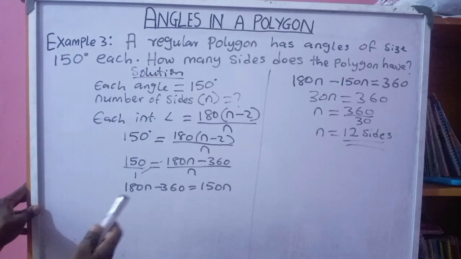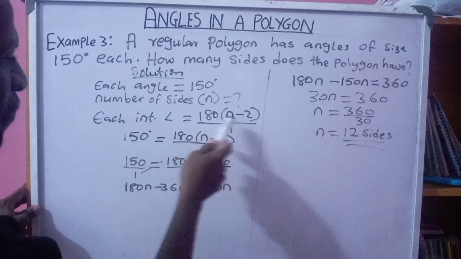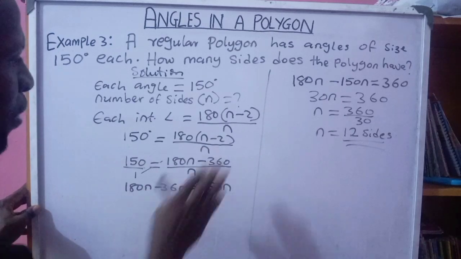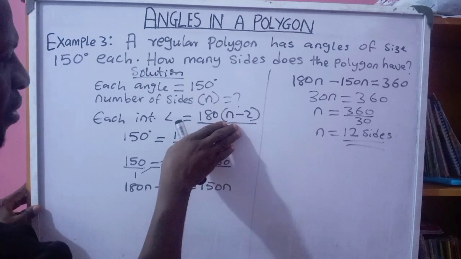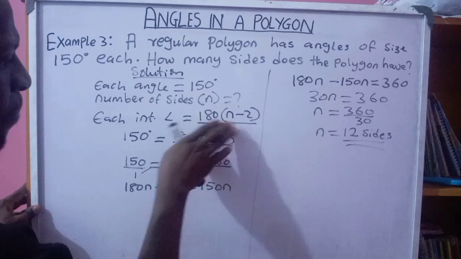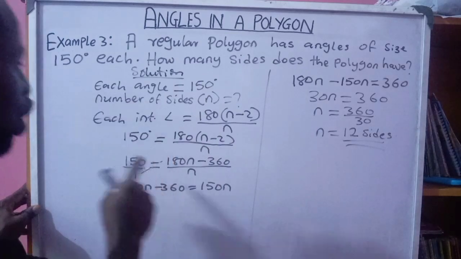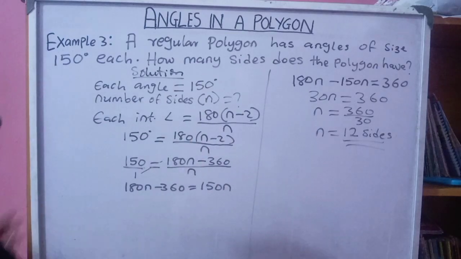So once they mention the words each angle, you make use of this formula. When they say the sum of the interior angles of a regular polygon, then you will not be having n at the bottom; the formula becomes 180 bracket n minus 2. But once they use the word each, then you make use of this formula. I hope this is quite clear. Now let's move to the next example.